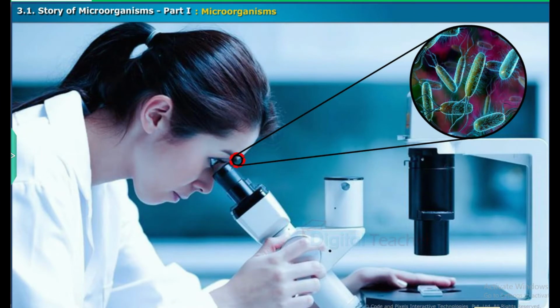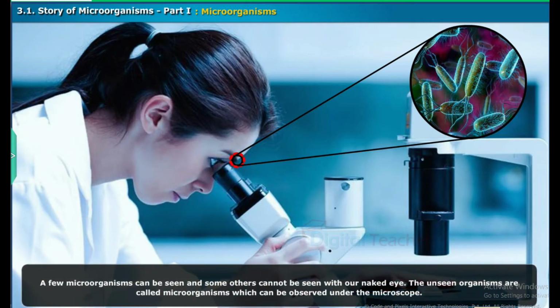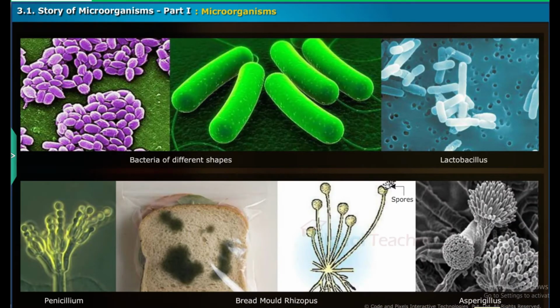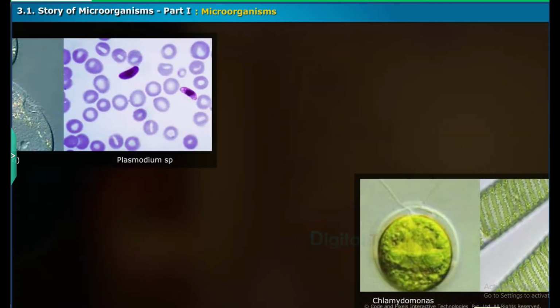Let us learn about microorganisms. A few microorganisms can be seen and some others cannot be seen with our naked eye. The unseen organisms are called microorganisms, which can be observed under the microscope. The images on the screen show different microorganisms.